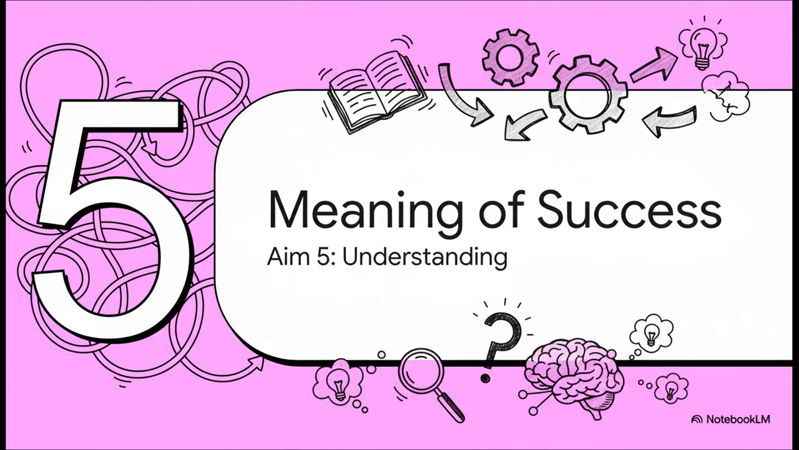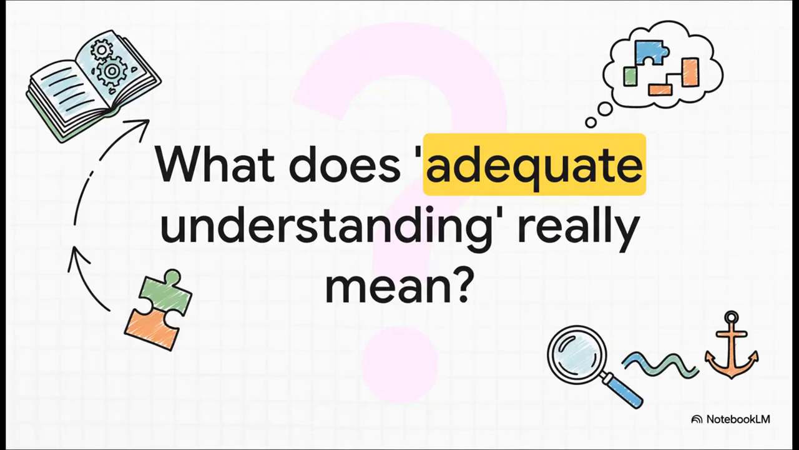And that brings us to our 5th and final aim, which is really the one that ties this whole thing together: understanding. We've talked about authenticity, independence, and speed. But what does it actually look like? Hey, remember that question from the very beginning about 100% comprehension? Well, this is where we get our answer. The goal isn't perfection, it's adequate understanding. But what on earth does adequate actually mean?